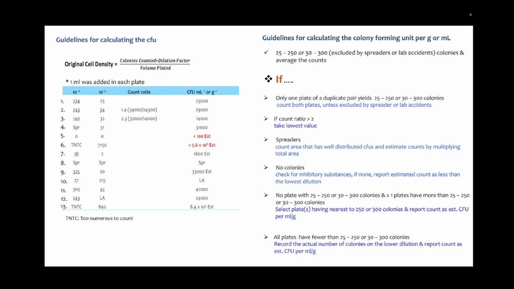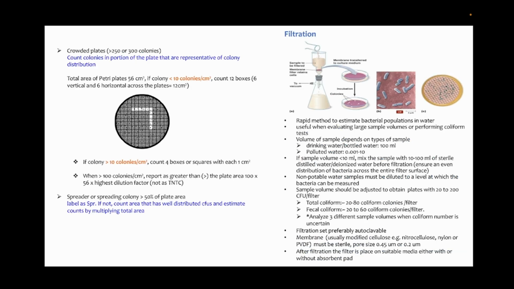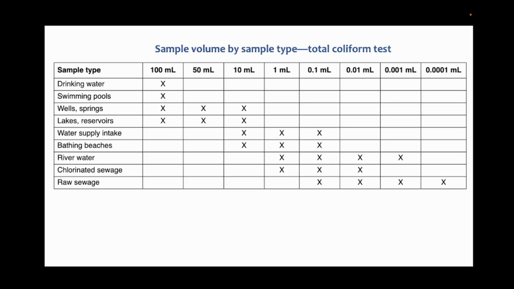Then the rest is just very straightforward. Okay, same goes for filtration. So you can see that for membrane filtration, the sample volume can be very small. Do serial dilution first, and then you inoculate. Okay? Try to keep it to about 1 ml.